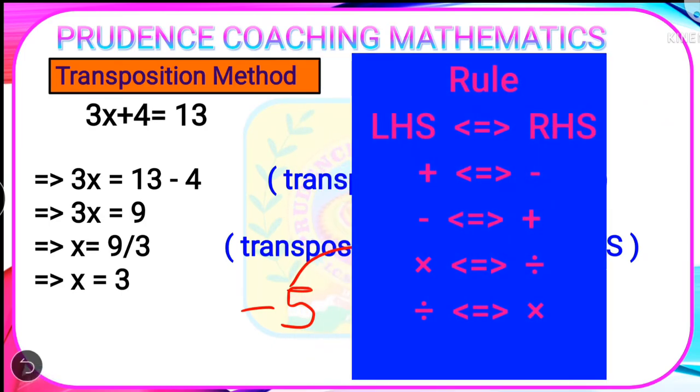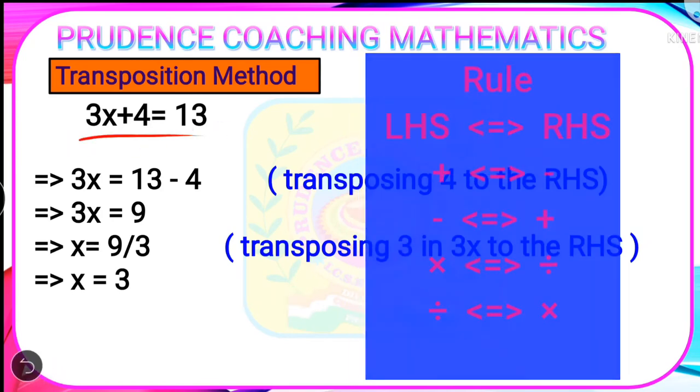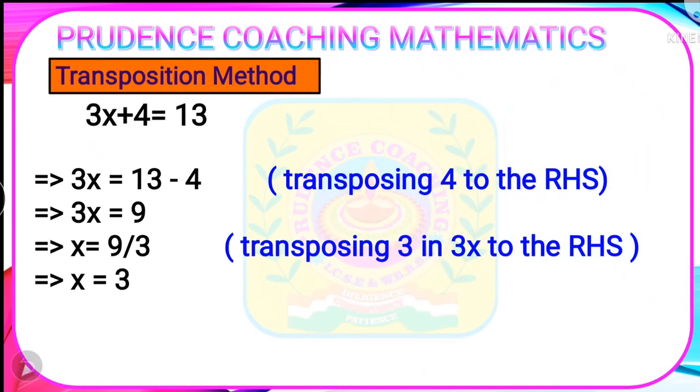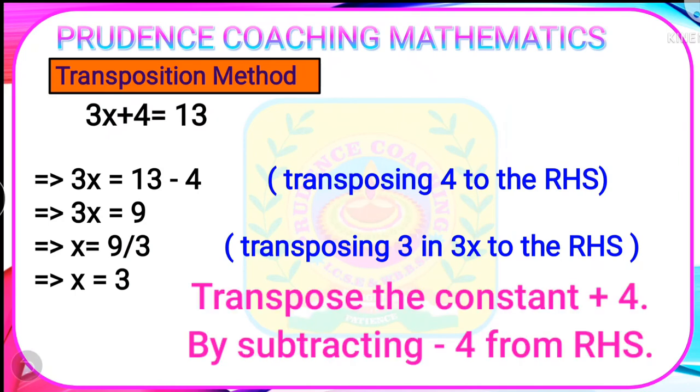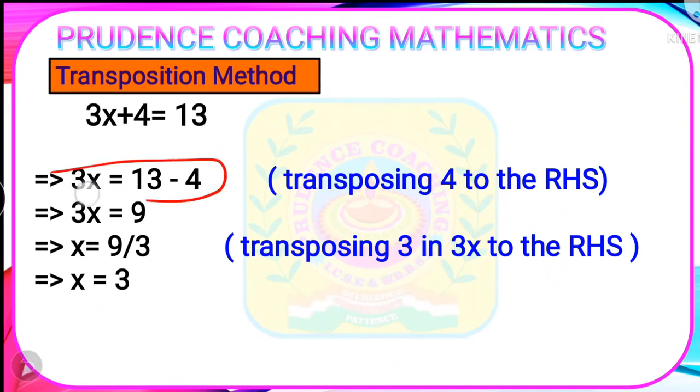So let's start with the example. As you can see, we have 3x plus 4 equals 13. So we have learned that to solve an equation, we need to keep only the variable on the left hand side. Other things we need to take towards the right. So first we will take this one, that is plus 4, to the right hand side, where it will become minus 4. As I said earlier, plus will become minus. So plus 4 has become minus 4. After solving this, we get 3x equals 13 minus 4, that is 9.